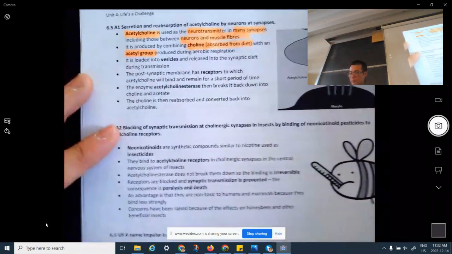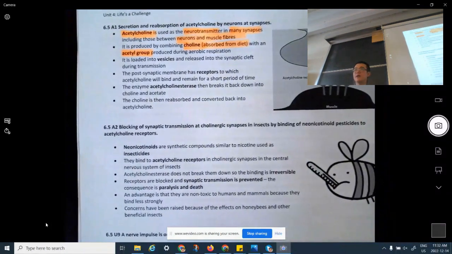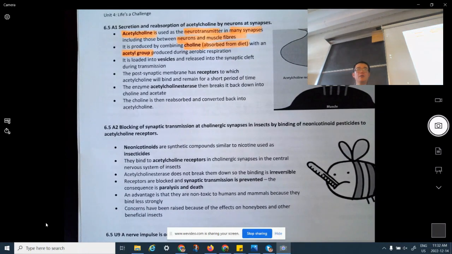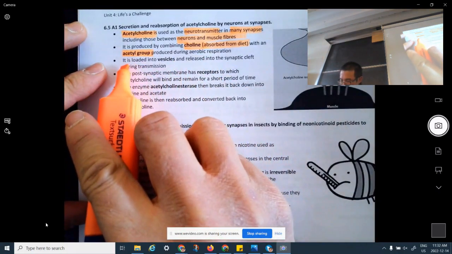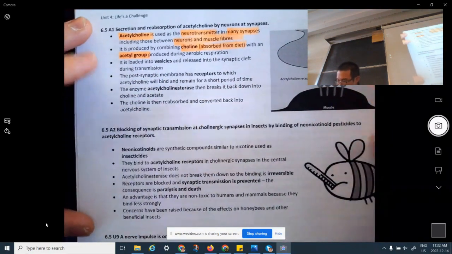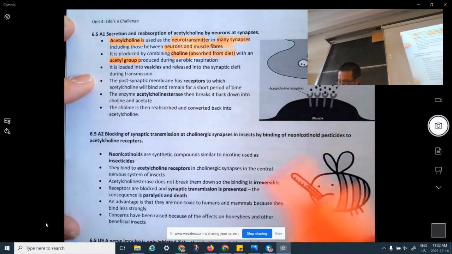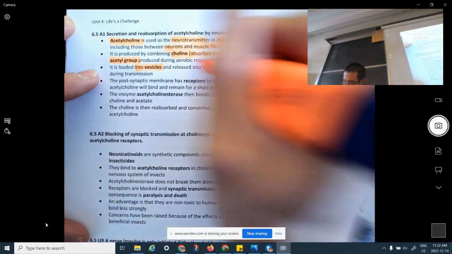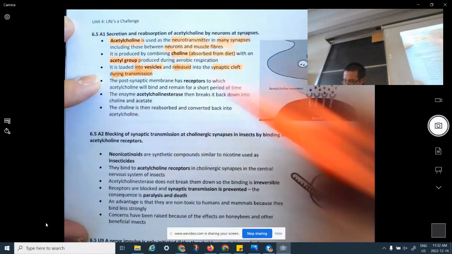Any of you remember which part of aerobic respiration would produce an acetyl group? It's a very short section of aerobic respiration. Yeah? Link reaction, good. You have acetyl CoA. So anyways, acetylcholine is loaded into vesicles. So these are the vesicles with acetylcholine loaded into them and released into the synaptic cleft during transmission.